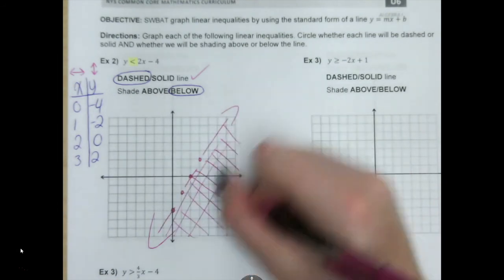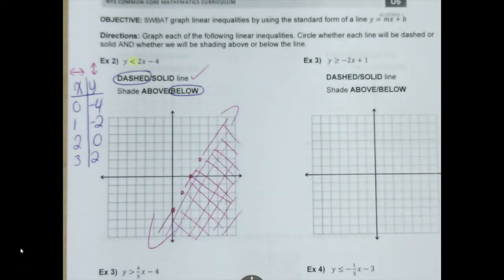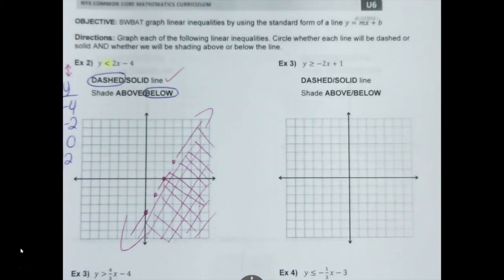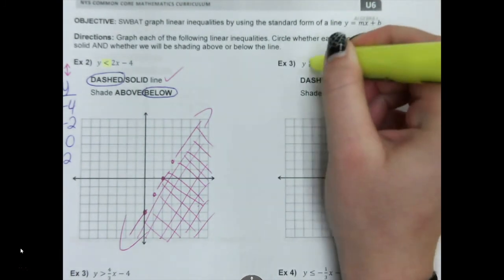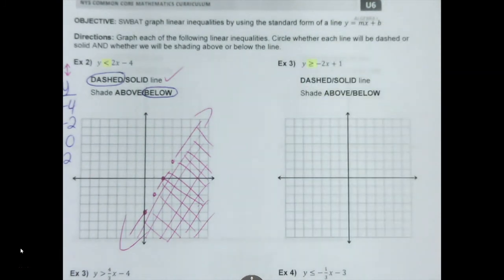All right. And I am officially done with example 2. Let's do another one. Let's look at example 3. Again, the most important piece of information here, guys, is going to be that inequality symbol. Here we go, greater than or equal to.